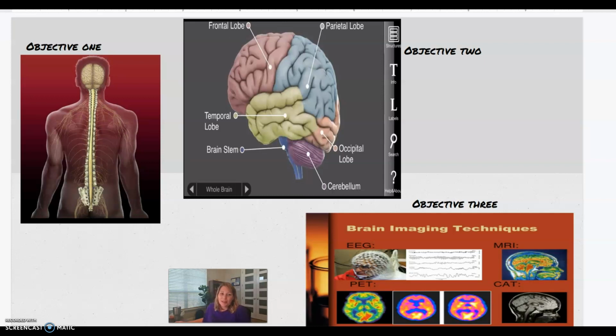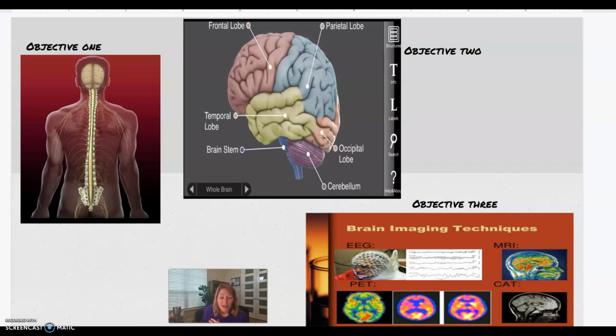Let's talk about the hemispheres and the lobes of the brain. The brain consists of 2 hemispheres, each controlling the opposite side of the body. Each hemisphere can be subdivided into different lobes: the frontal lobe, the parietal lobe, the temporal lobe, and the occipital lobe.